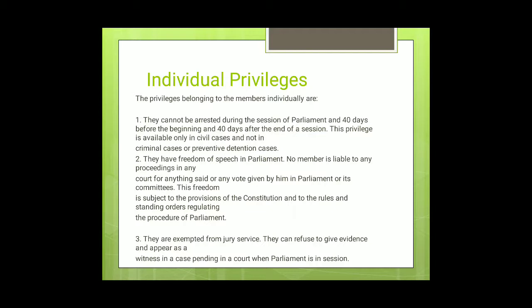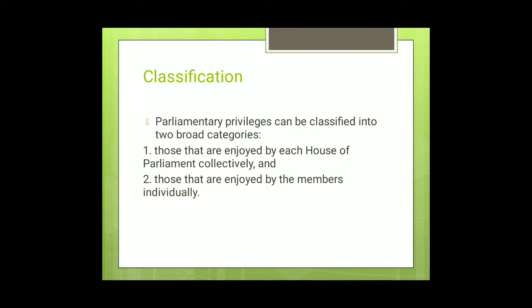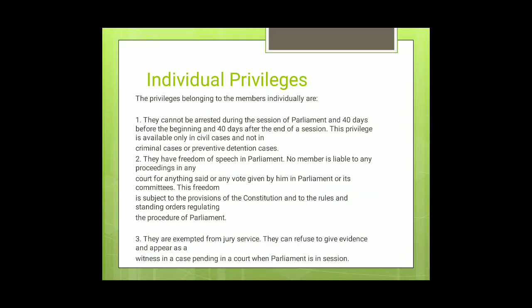These are some classifications: collective privileges and individual privileges. If we see the privileges, they also include freedom of speech, isn't it? And immunity from civil and criminal proceedings. For freedom of speech, they have a right of speech in the parliament. In a parliamentary democracy, the freedom of speech in parliament is guaranteed. This is basically given to members to enable them to express themselves freely in the house without any fear or favor. They can freely speak.